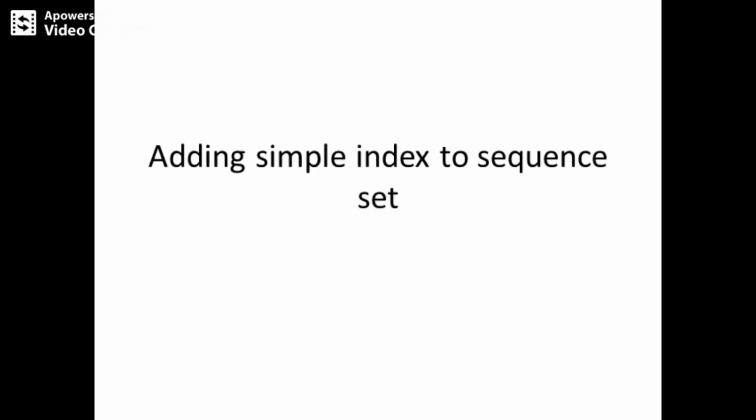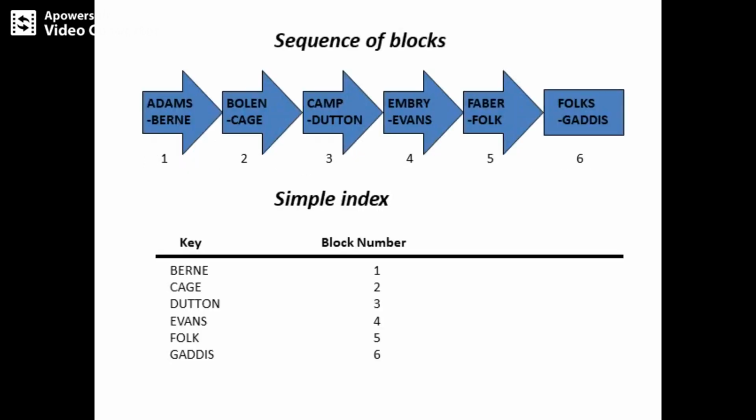Hello everyone. Today let us see how we can add the simple index to a sequence set. Let us consider an example of a sequence of blocks. If you consider this, we can see different blocks over here, 1 to 6, right?